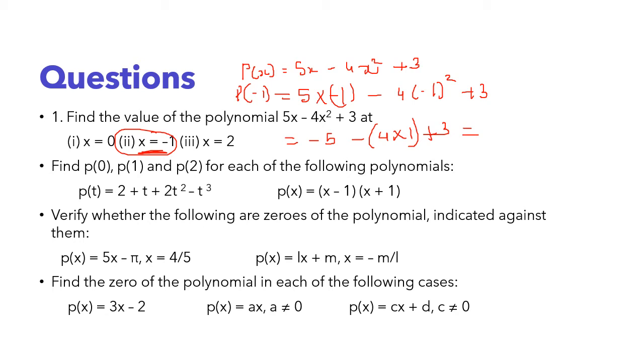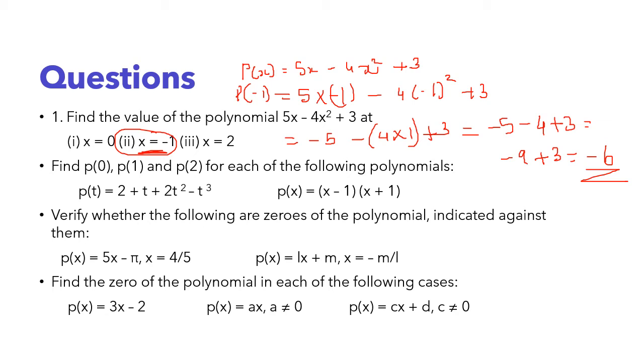So this will be ultimately resulting as minus 5 minus 4 into 1 is 4 itself, minus 4, then plus 3. So it will be minus 9 plus 3, which is equal to minus 6. So I hope you understood how to answer these questions. Very easy, really easy, and you don't have to do much of it.